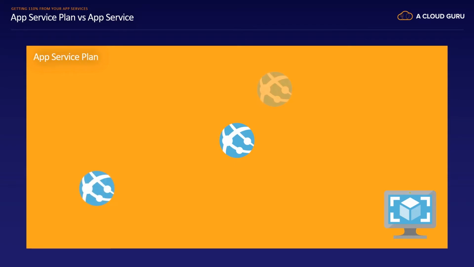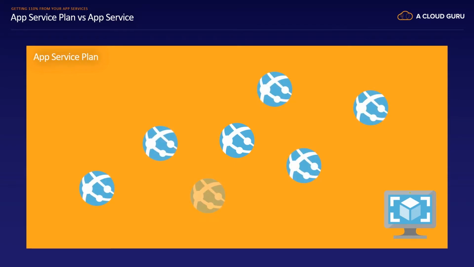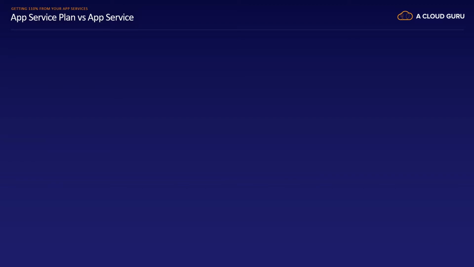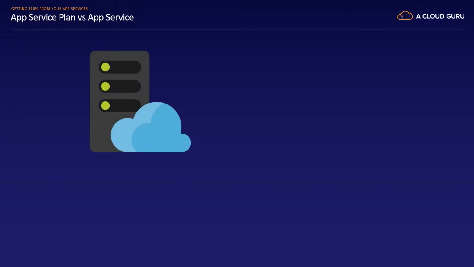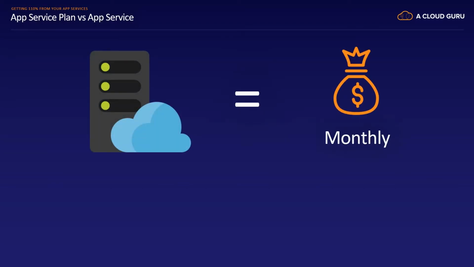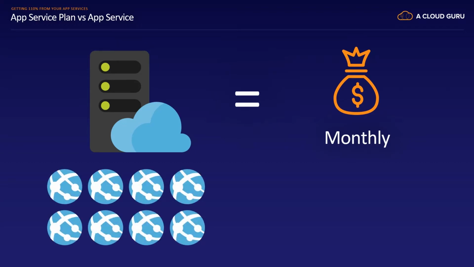You can have multiple app services on a single app service plan. In fact, you should whenever possible. All right, let me explain. So when you spin up an app service plan, you pay a monthly fee for that. And it doesn't matter if you run 1, 2, or 8, or even more services on it. It's always the same price.